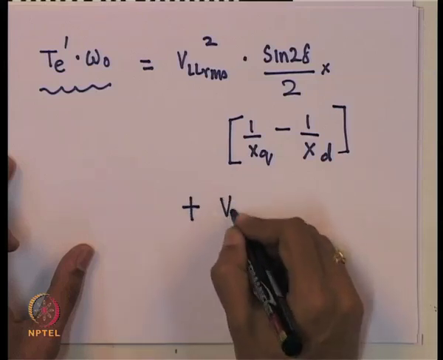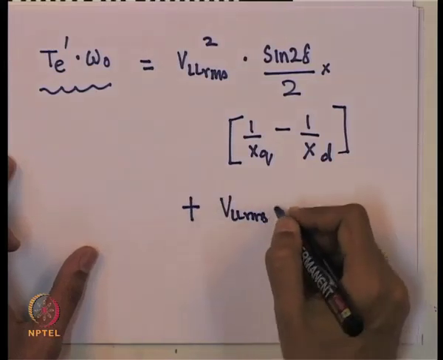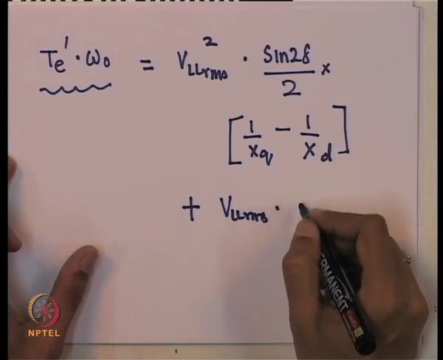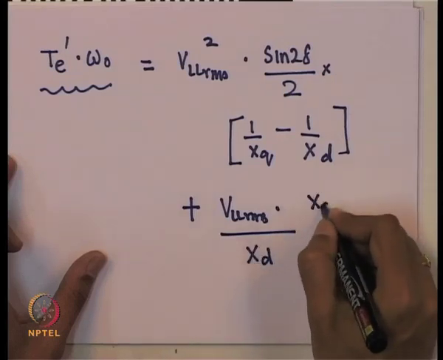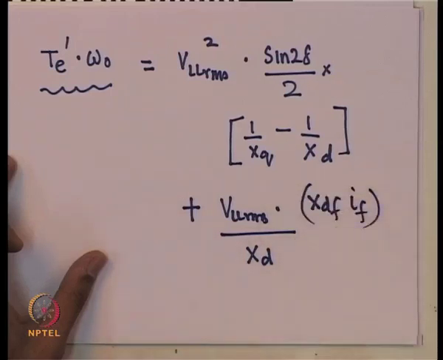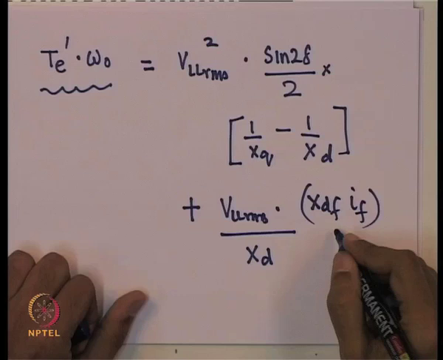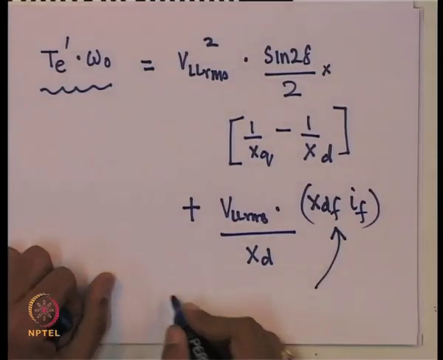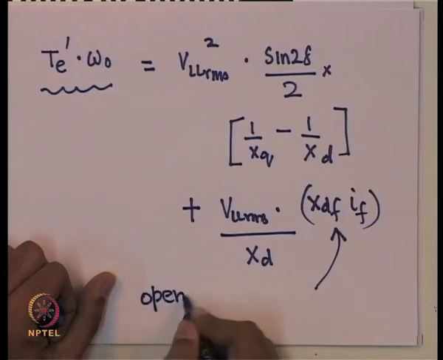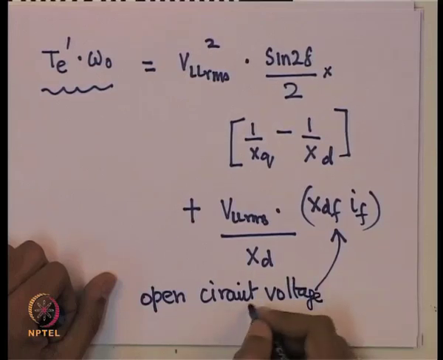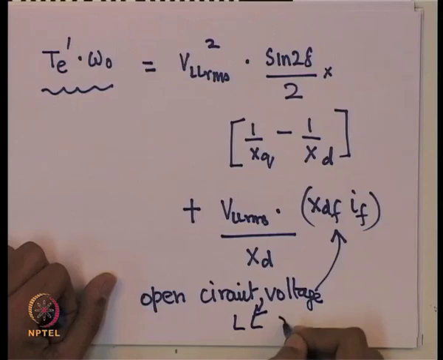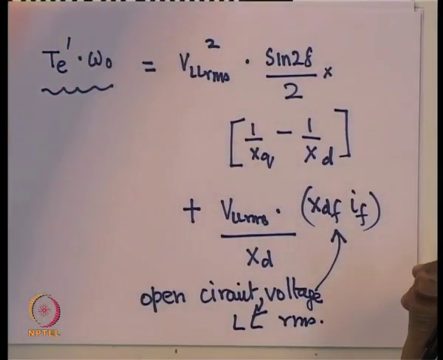plus V line to line RMS into, by x d into x d f into I f. Okay. So, in fact, x d f into I f is the open circuit voltage, I should say open circuit line to line RMS voltage. We have just done this a few minutes ago, when we obtained our open circuit voltage formula.